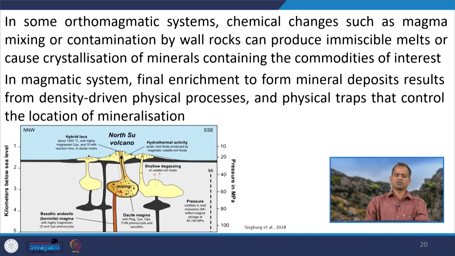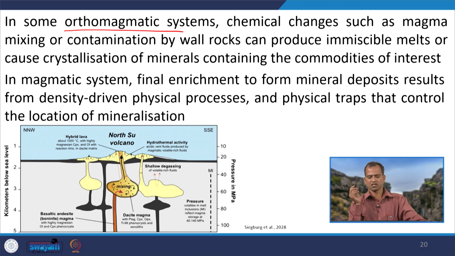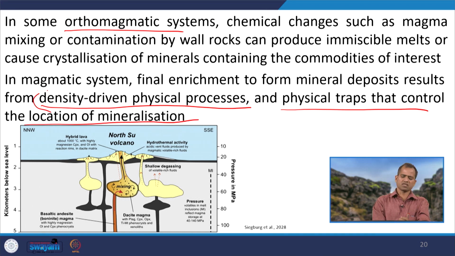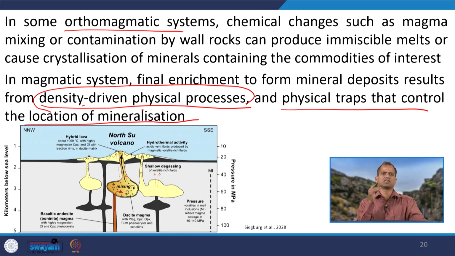And in some hydrothermal systems or some orthomagmatic systems, chemical changes such as magma mixing or contamination by wall rock can produce immiscible melt or cause crystallization of minerals containing the commodity of interest. In a magmatic system, enrichment to form mineral deposits results from density driven physical processes and physical traps that control the location of mineralization. So, this is the magmatic differentiation, density driven physical process, that is the concentration.